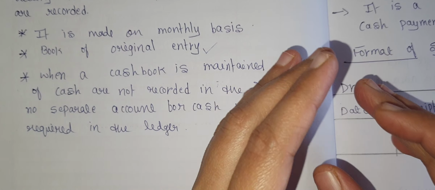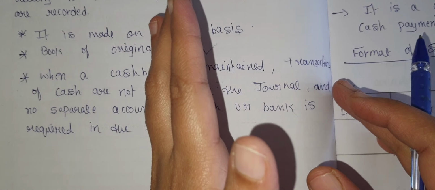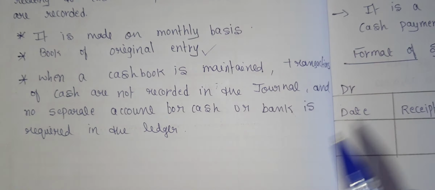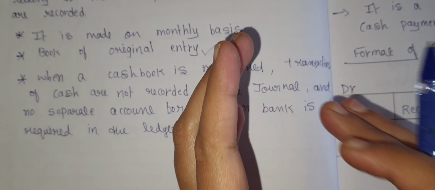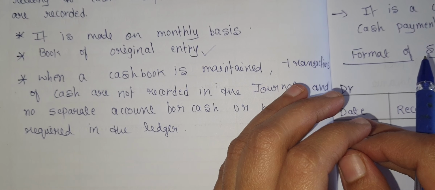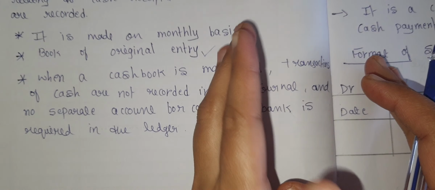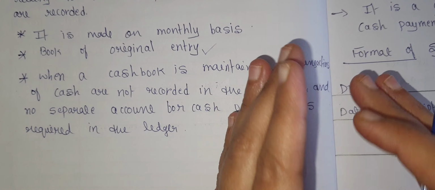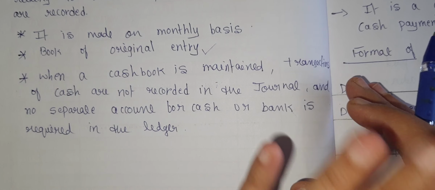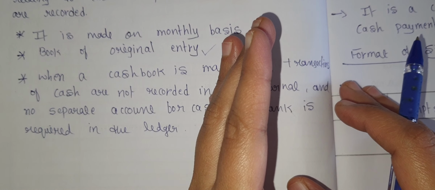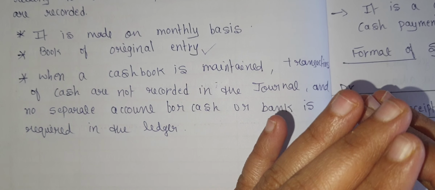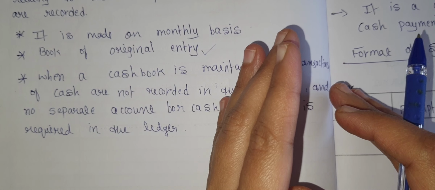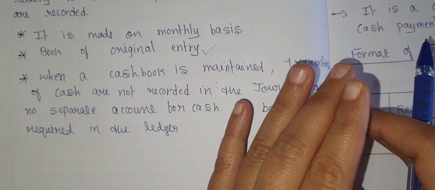However, when a cash book is used, means when the cash book is prepared, cash and bank transactions are directly recorded in it. So they are not recorded again in the journal. The transactions related to cash and bank are not recorded again in the journal. Once we prepare the cash book, we record all the details, all receipts and payments, in the cash book.